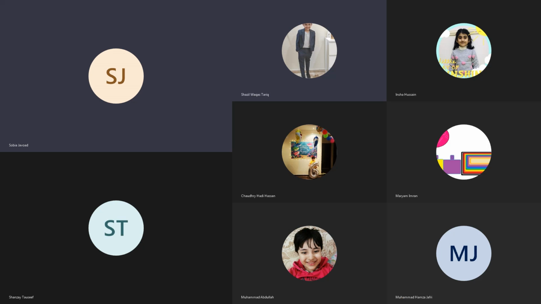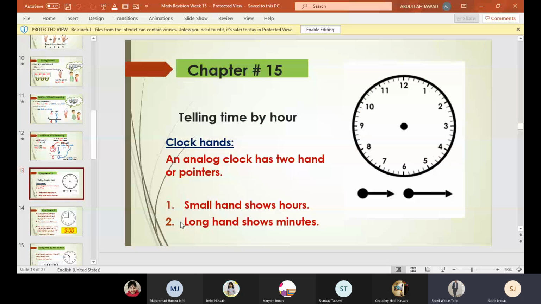Okay, let's share the screen. You can see the screen, beta? Clock hands. Today we are revising chapter 15, telling time by hours. An analog clock has two hands or pointers. These are the two hands which show the time.